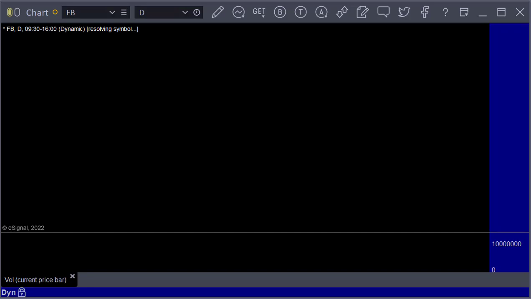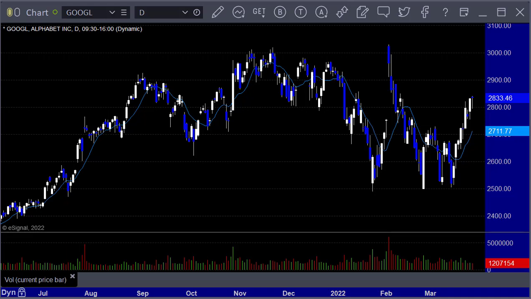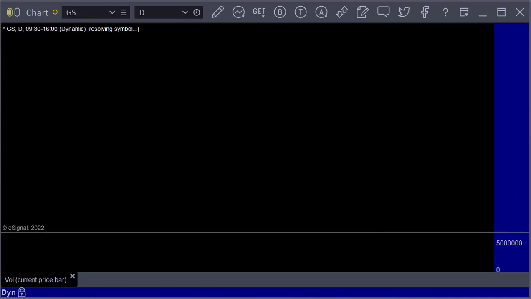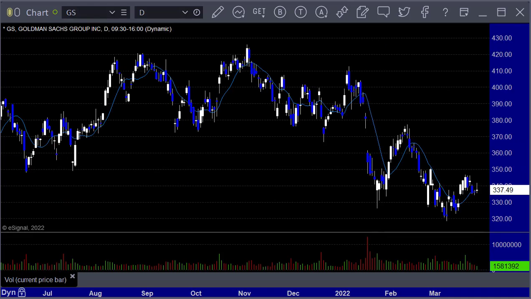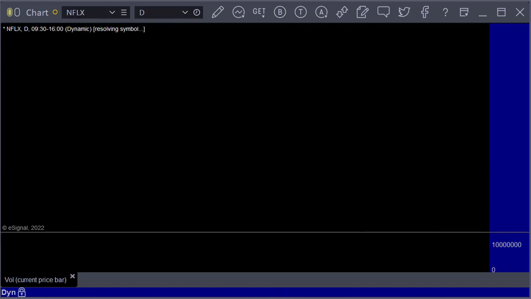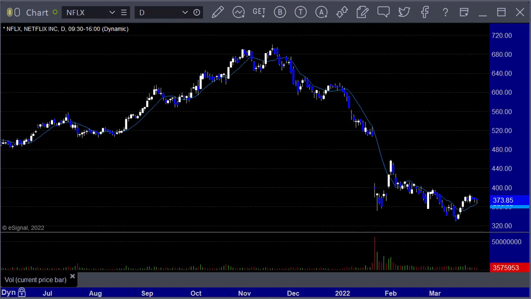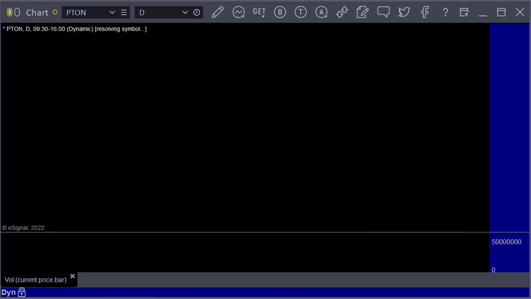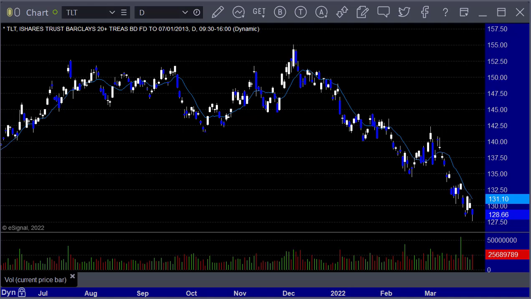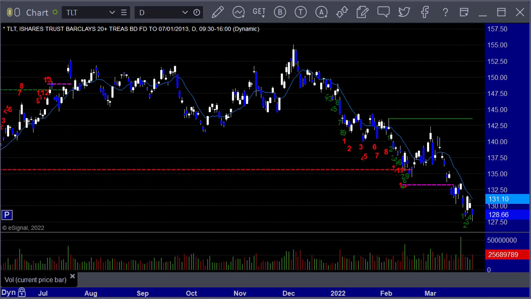Facebook up $2.25. Google up $2.02. That's a blip on Google. Goldman Sachs up $1.26. Netflix down $1.86, so nobody cares. Peloton down 52 cents. TLT, the 20-year bond ETF, down $1.81. That's new lows on that. So that's down, rates up.